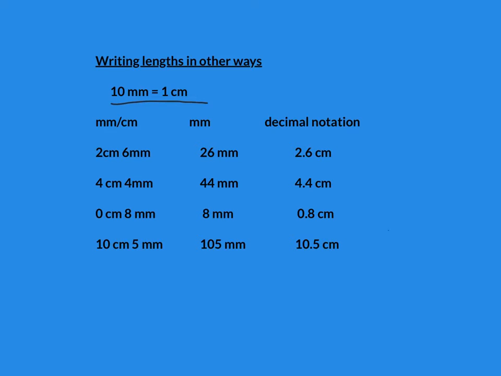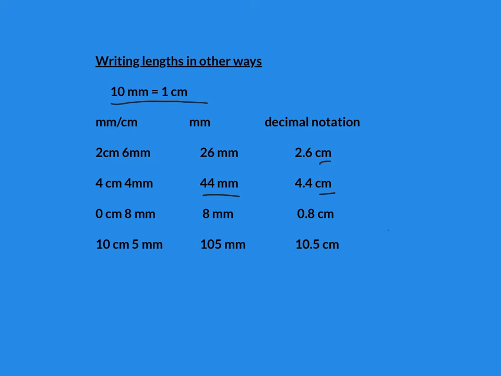Okay, so it says 2 centimetres, 6 millimetres, and total millimetres it's 26, and decimal notation 2.6 centimetres. So this is very, very similar to what we've been doing earlier this week. Okay, so 4 centimetres, 4 millimetres would be 44 millimetres in total, because there's 10 millimetres in each centimetre, so 4 tens are 40, add on the 4, and 4.4 centimetres.